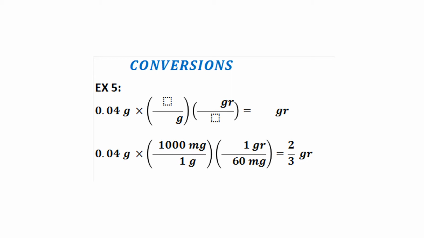Now we have a little question here. What do you multiply 2/3 by to get 1? 3 over 2. So if you were to multiply both sides by 3 over 2, 0.04 times 3 halves. 3 times 0.04 is 0.12. If you divide that by 2, you get 0.06. So we've actually found out that 6/100ths of a gram is 1 grain.